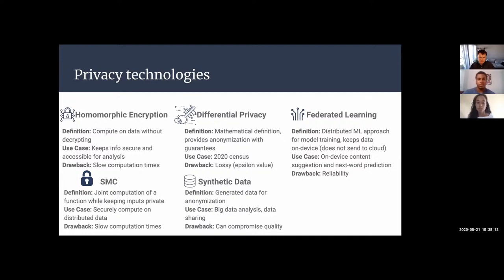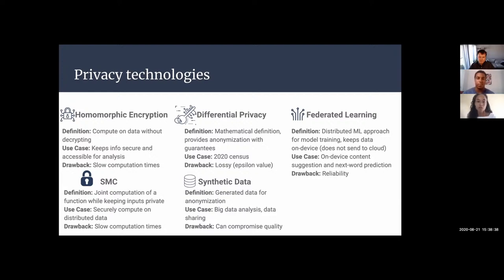The Census Bureau has a requirement to ensure that data from individuals and households remain confidential. So for the census this year, it plans to use differential privacy for disclosure avoidance. Basically, how it will work is some noise will be injected into the data to minimize risk of identity disclosure, but also preserve the potential for downstream calculations.